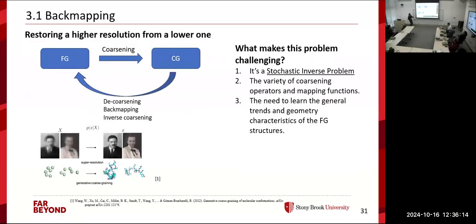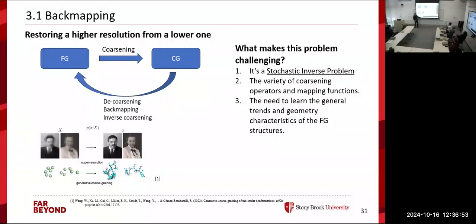Again, I said it in the beginning. We have the equivalent of image super resolution, taking a blurry image but making it clear. We do the same thing with molecules, starting from a CG resolution, going to a fine-grained resolution. Well, this is a challenging problem for multiple reasons. First of all, it's a stochastic inverse problem. It would be a bad thing if we had a model that only produces a single output, because there could be multiple FG resolutions that map to the same CG resolution. We just want it to be as realistic as possible.